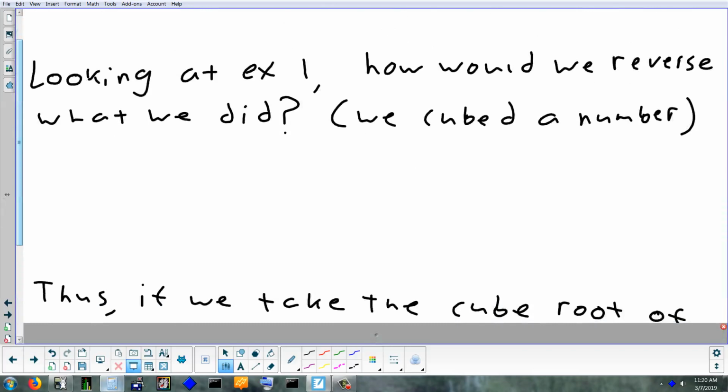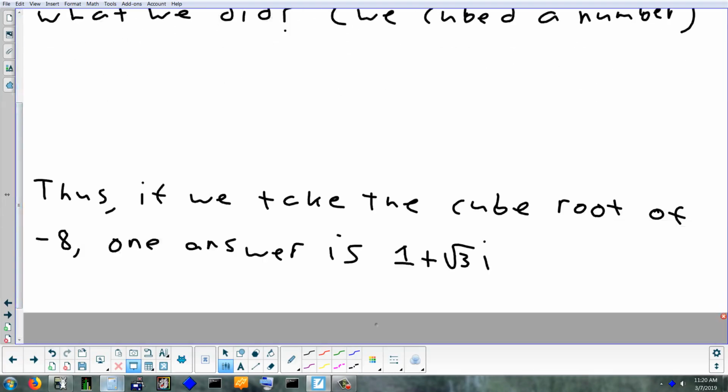So how would you reverse what we did? You would take a cube root. So if we took the cube root of -8, 1 out of the 3 answers is 1 plus root 3i. The higher the root you take, the more answers you have to find. So if you're looking for a 5th root, you should be looking for 5 answers. 12th root would be 12 answers. And there's a pattern to how you find them.